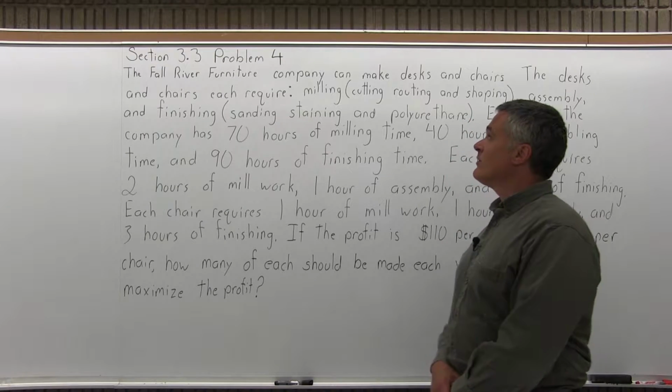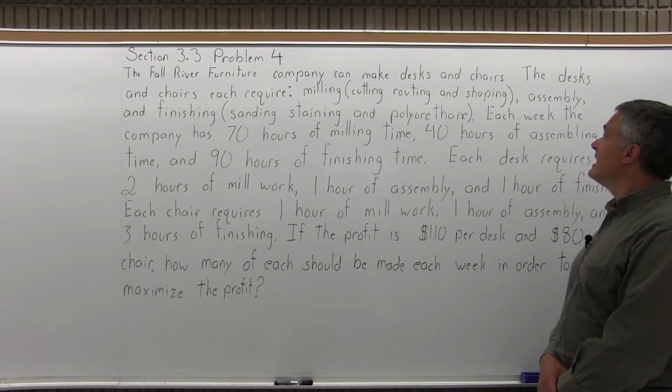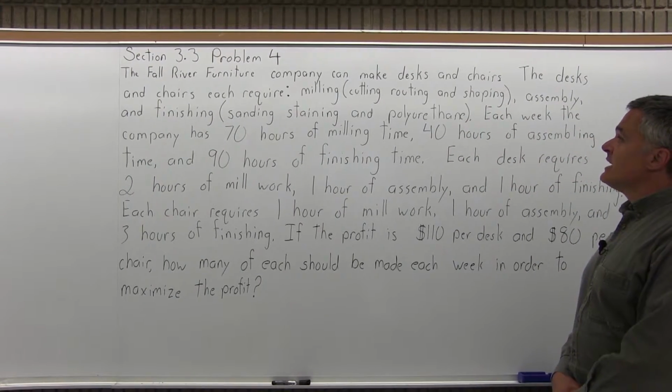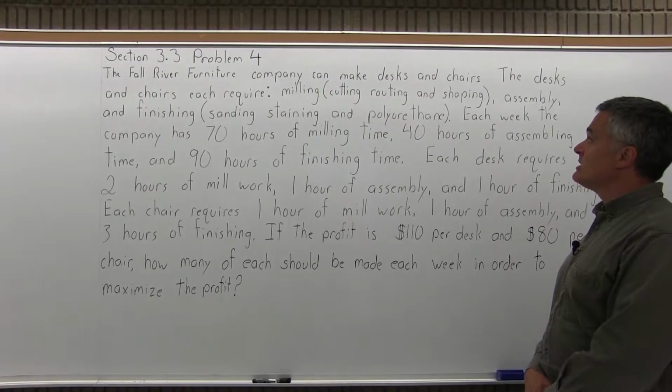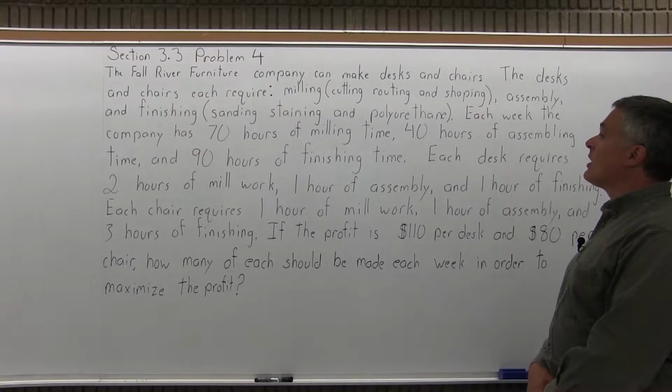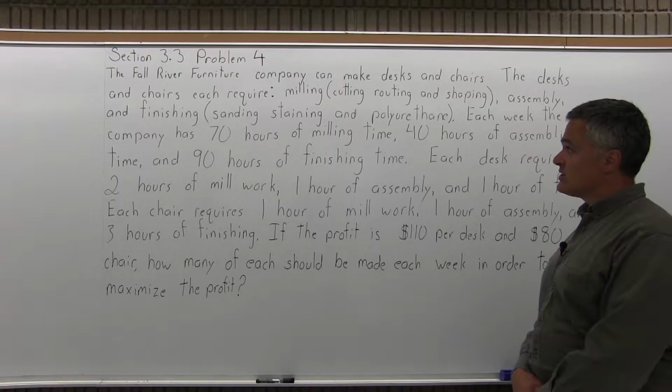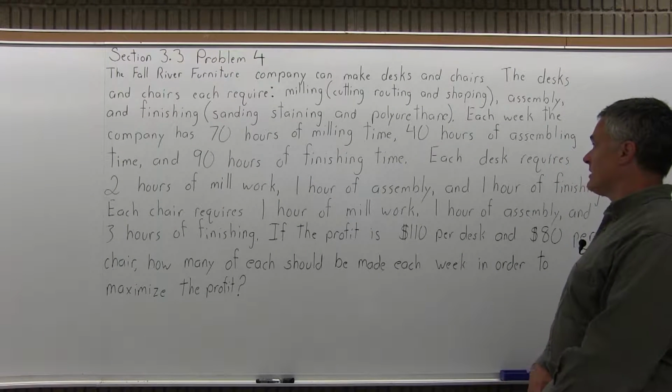It says the Fall River Furniture Company can make desks and chairs. The desks and chairs each require milling, which is cutting, routing, and shaping. They require assembly and finishing. The finishing consists of sanding, staining, and polyurethane.